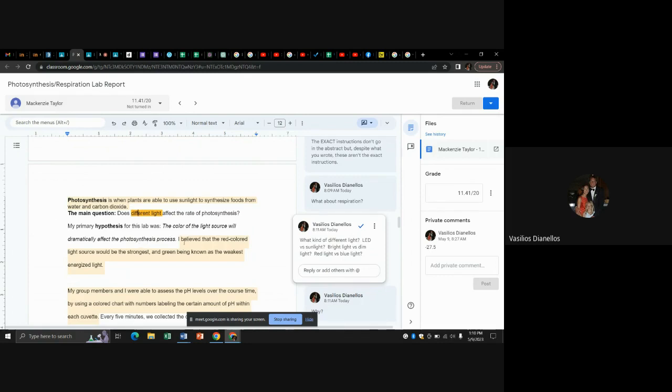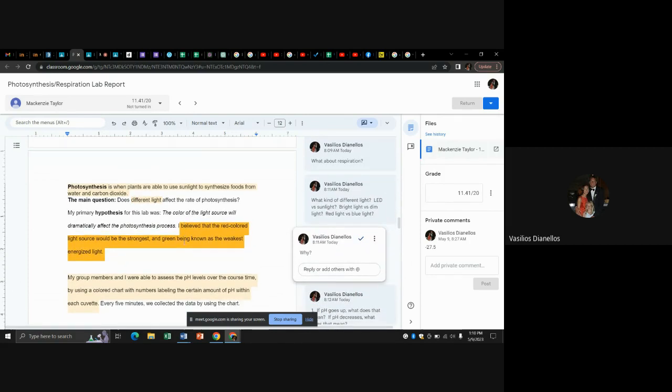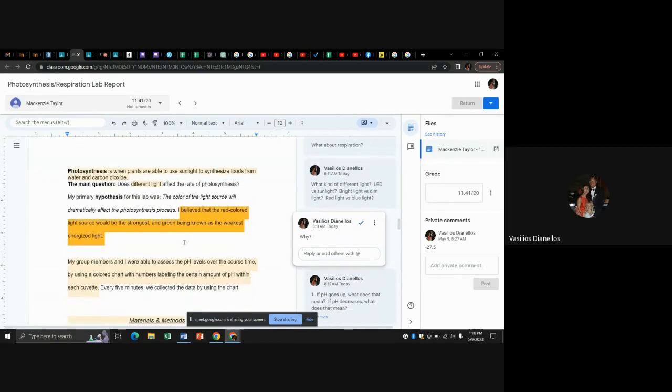I believe the red colored light would be the strongest, and green being known as the weakest. Oh yeah. So in this case, again, you had your hypothesis, but you needed to explain why you believed it. You know what? Let me think about this. The color light source. Yeah, and yeah. In this case, hold on.